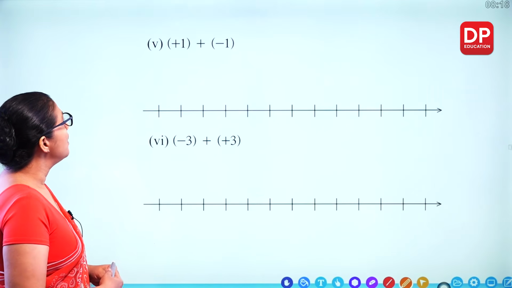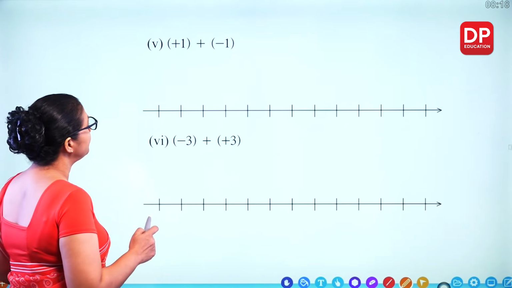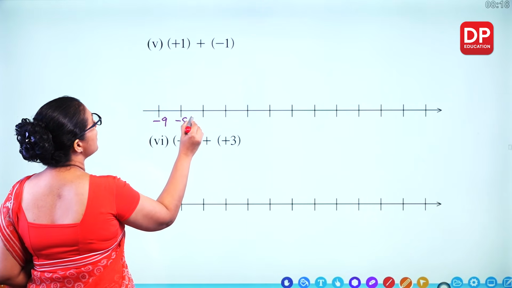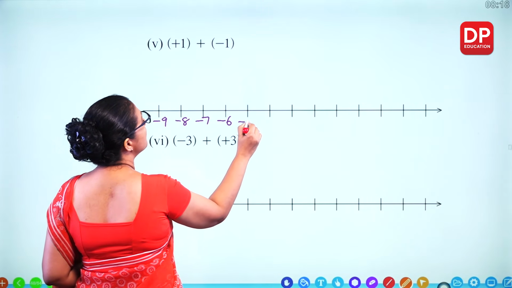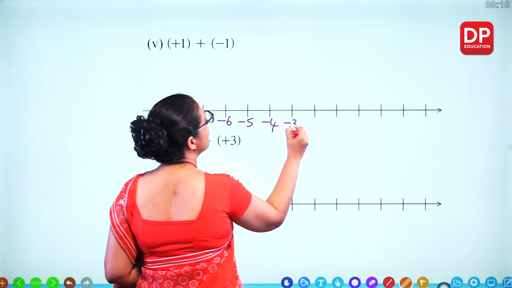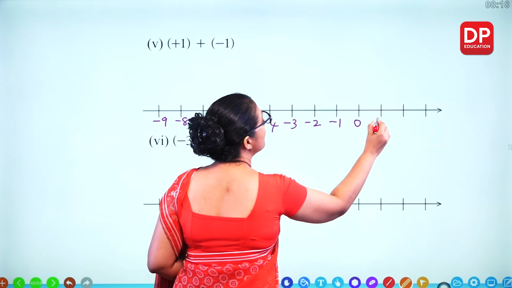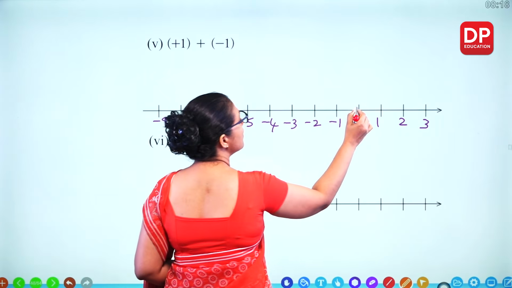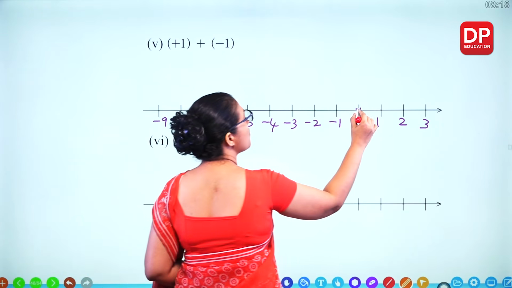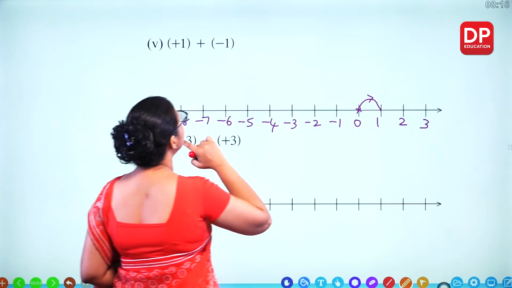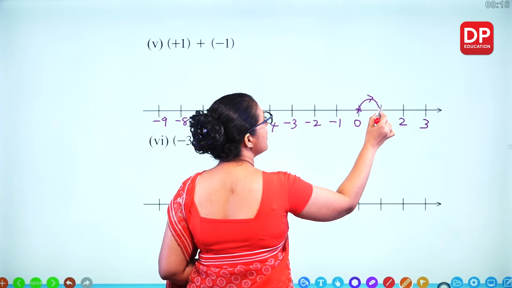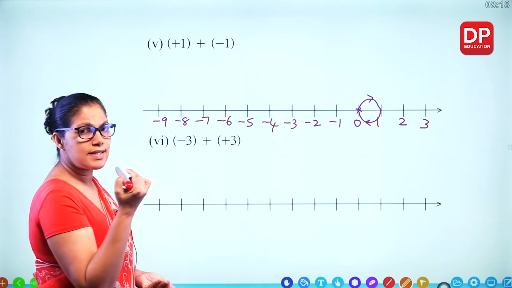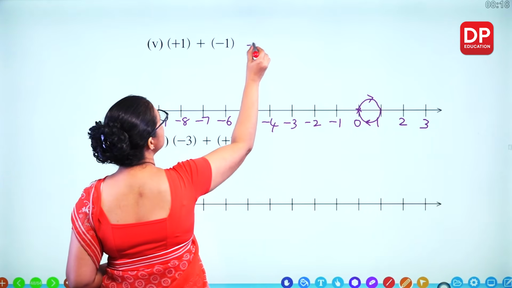Look at this one. Plus 1 and minus 1. So we'll take the number line. Plus 1. Starting from 0, plus 1 means 1 square to the right. And minus 1, 1 square to the left. So what's the answer? You get 0. Additive inverse.